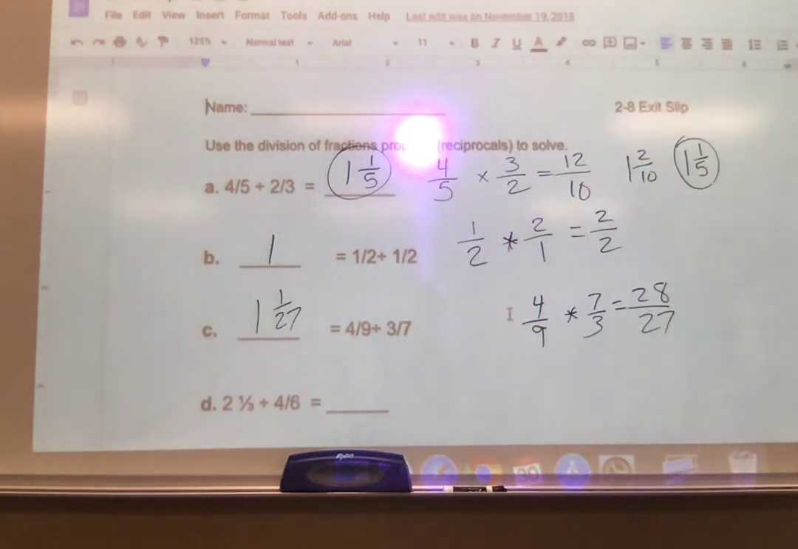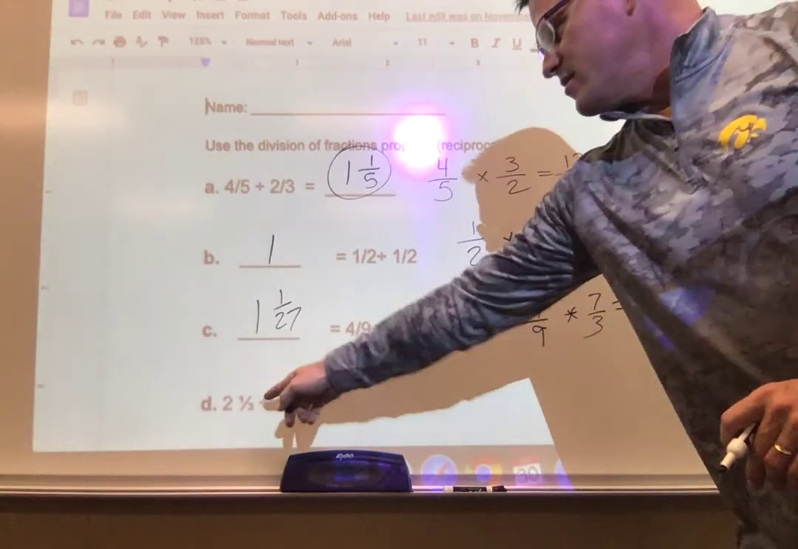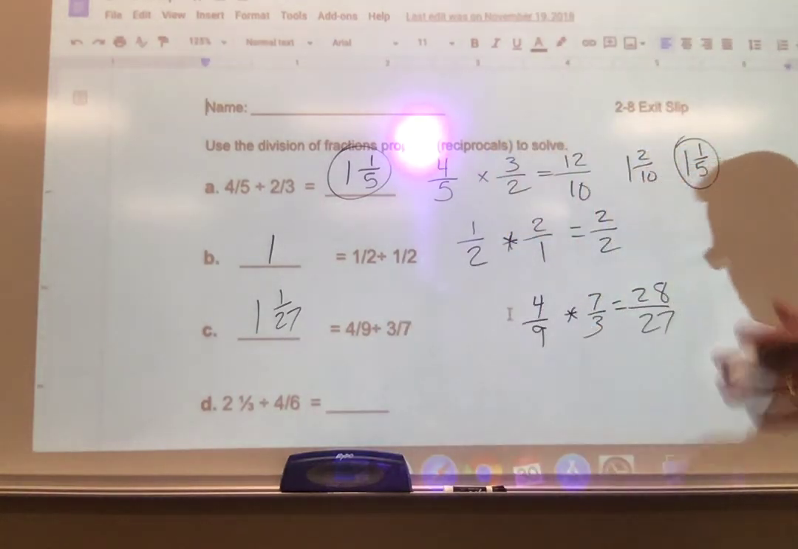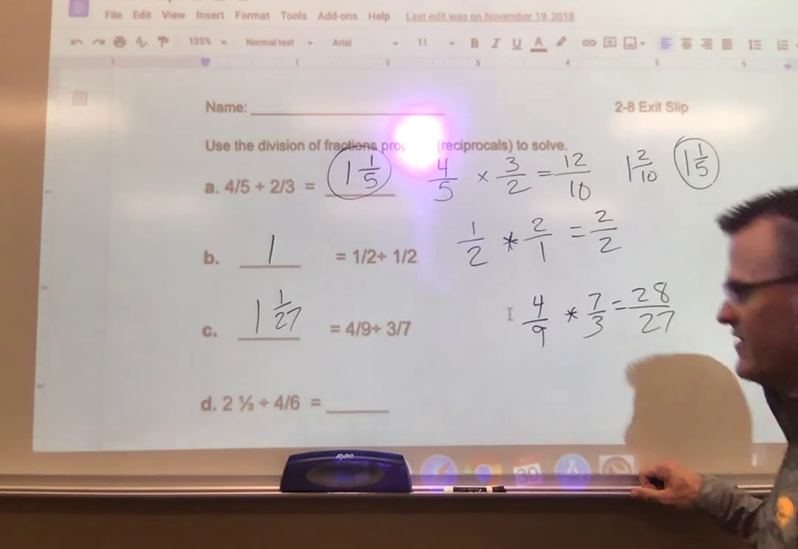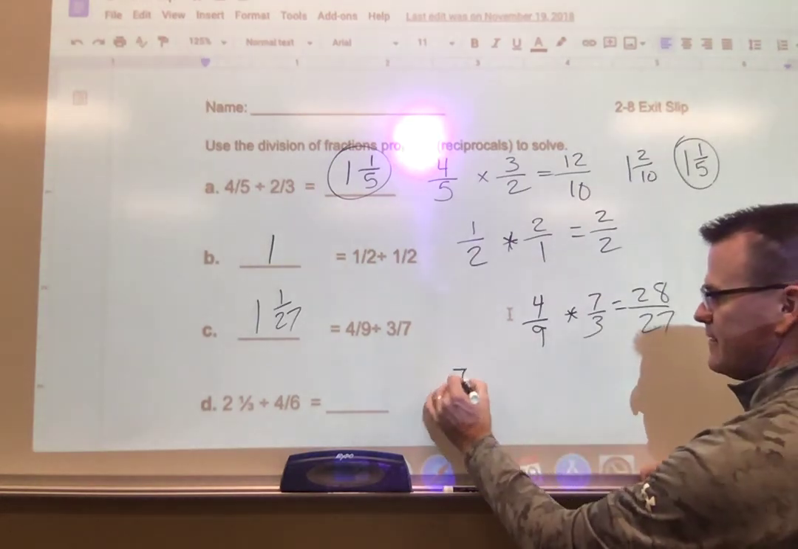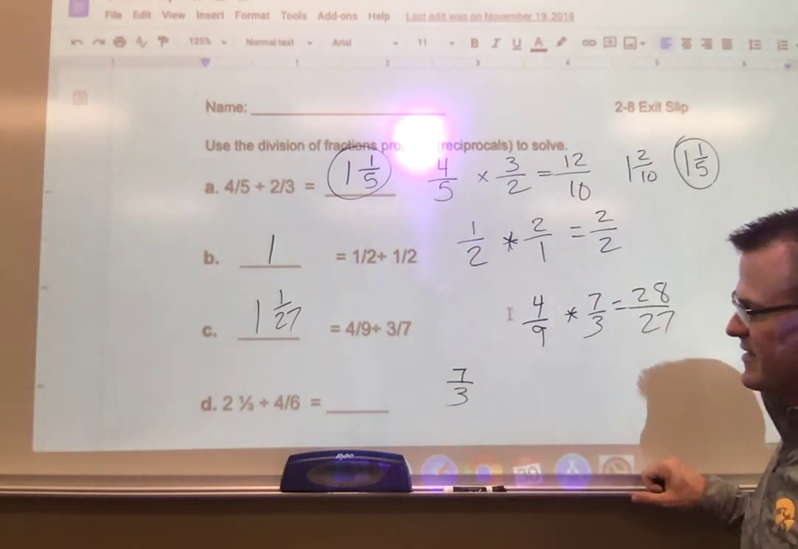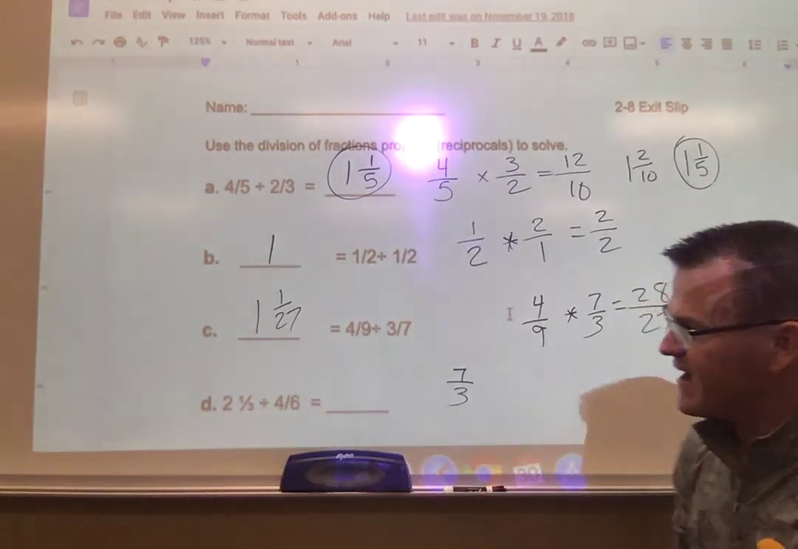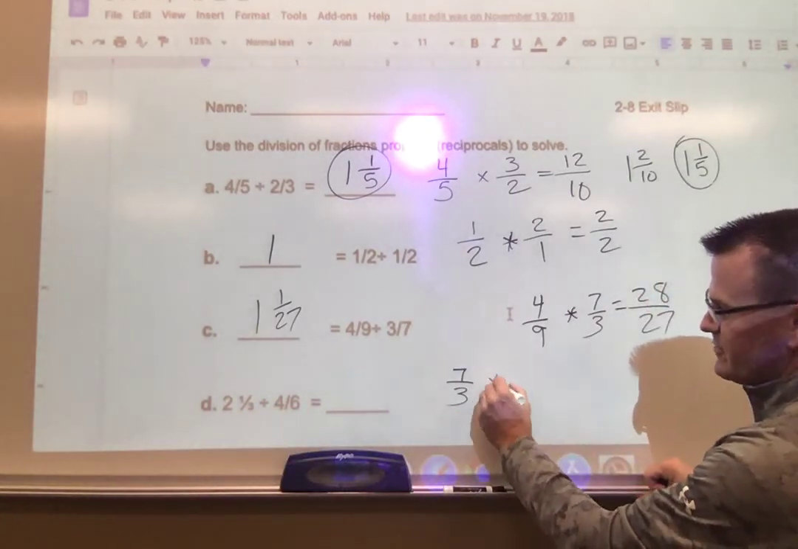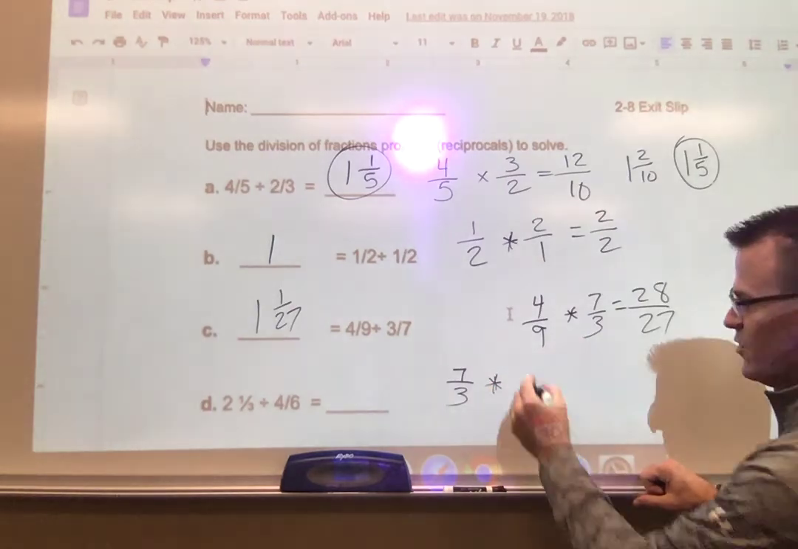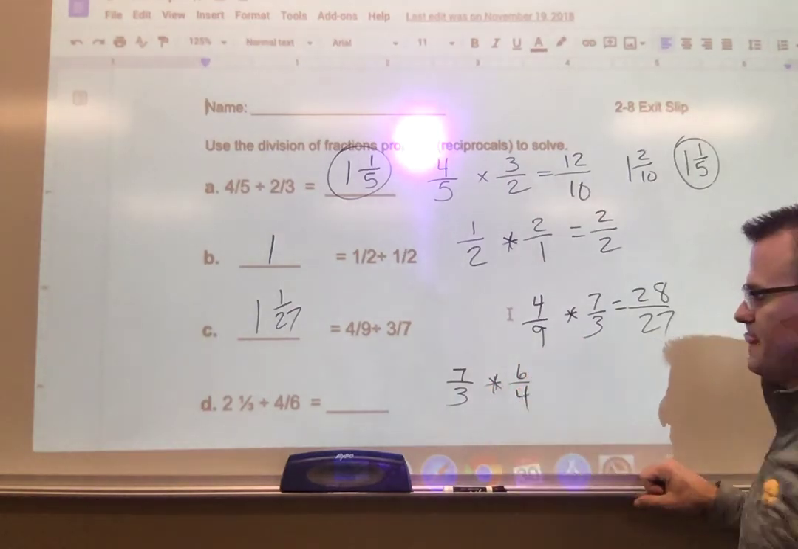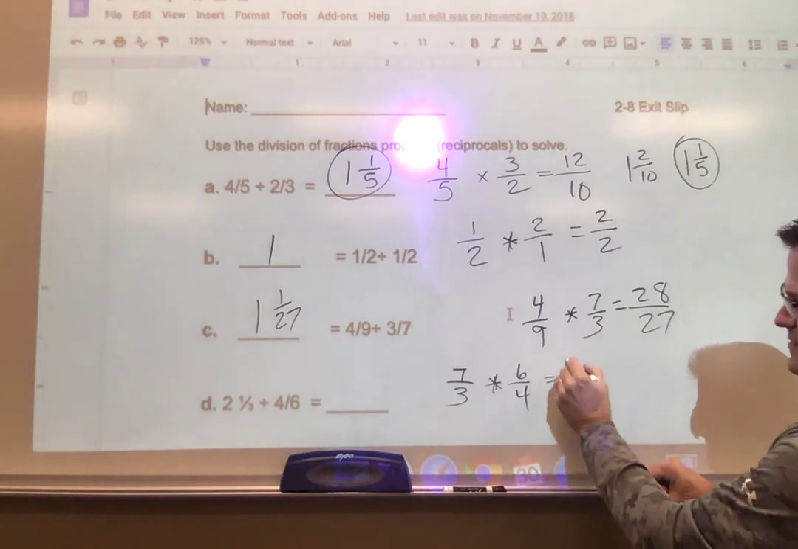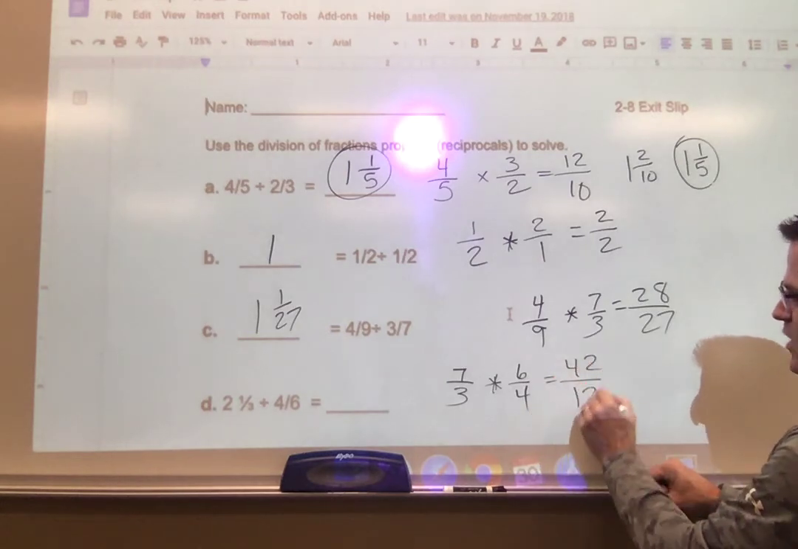And on the last one, the only difference here on this last one is this is a mixed number. We want to get it into a fraction, so I can just multiply across. So I'm going to change that to 7/3, make it improper. And again, I didn't flip anything there. I just changed it to 7/3 because that's equivalent to that. Now, instead of dividing, I'm going to multiply and flip it to 6/4. And if I do this one, I multiply across, I get 42/12.